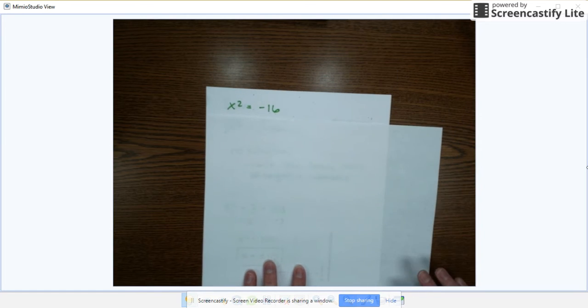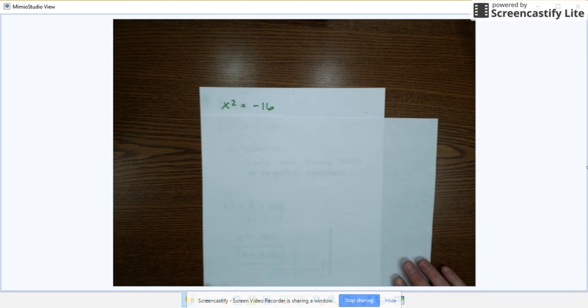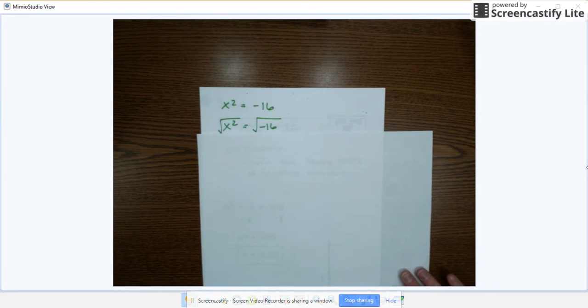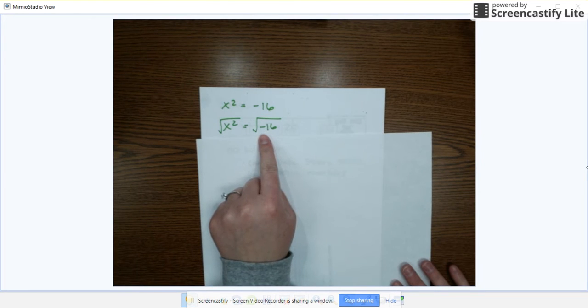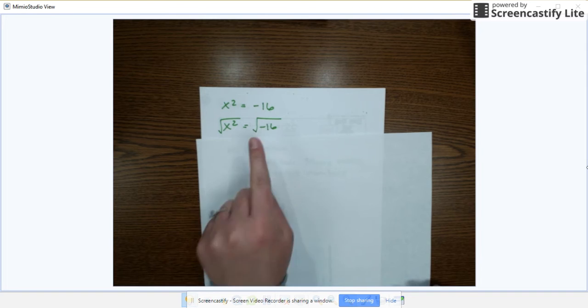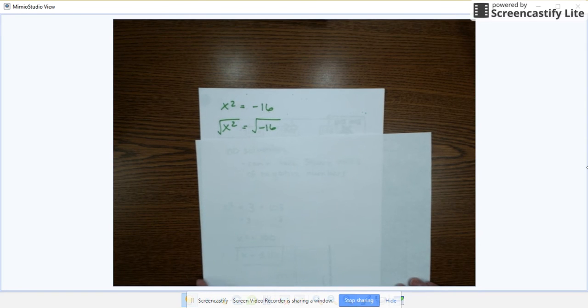What about this one? x squared equals negative 16. We can still take the square root of both sides. But when we get here, think about what is the square root of negative 16? Well, if you have positive 4, that would be 4 times 4, which is 16. And negative 4 is negative 4 times negative 4, which is also positive 16. So there is nothing that you can take times itself to get a negative answer.